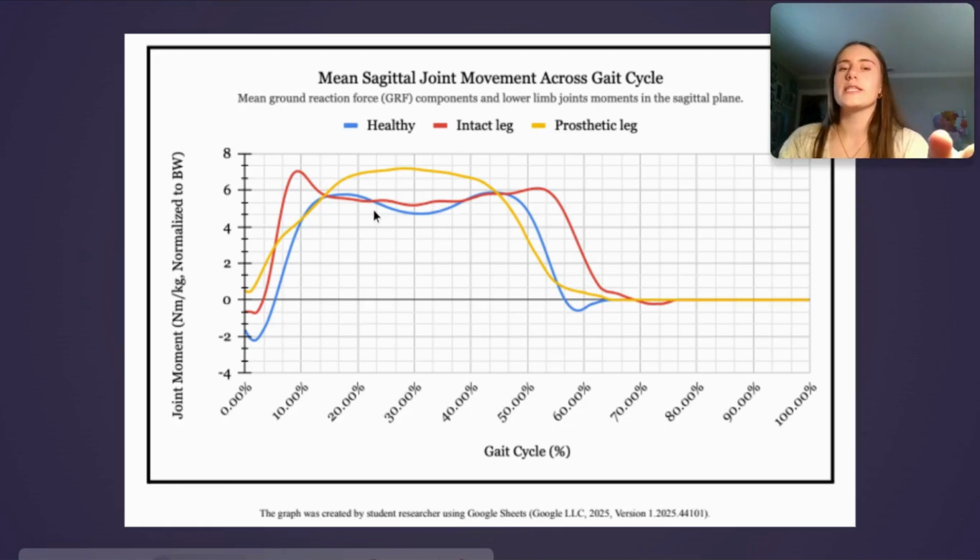So for healthy patients, we see a double hump pattern, similar with the intact leg, though there are some discrepancies in the intact leg. However, this data indicates that for the prosthetic leg, there is a lot of missing information, and it shows that the prosthetic leg has very little capability to have varied joint movement across the gait cycle, hence we don't see a double hump pattern.